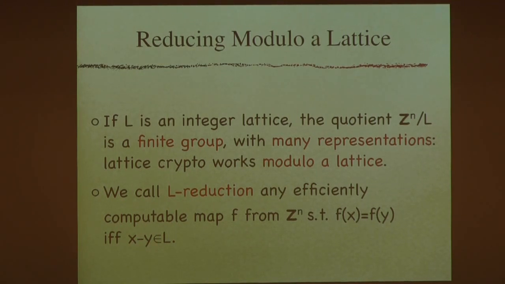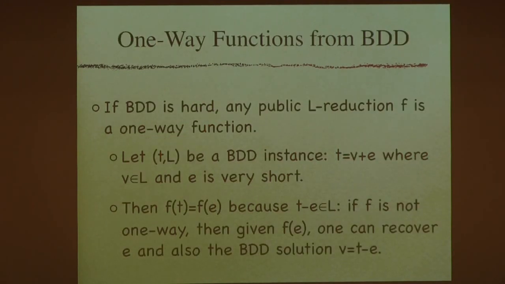I'll show you later how to build this kind of function, but it's a very simple function. So if I add a lattice point, it's the same output. Once I have such a function, I immediately get a one-way function.